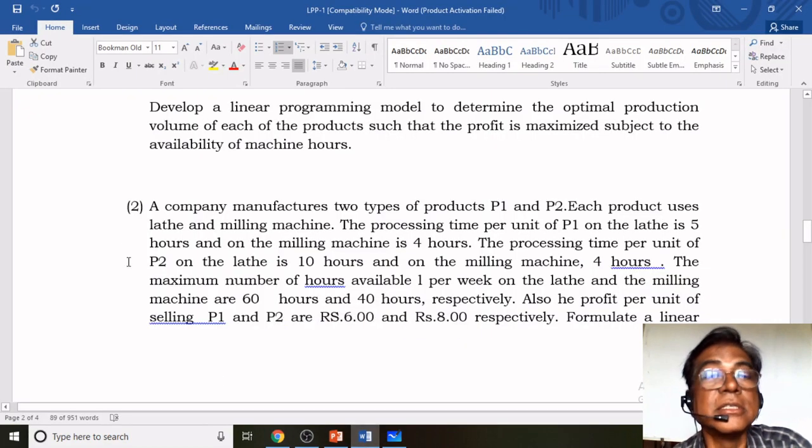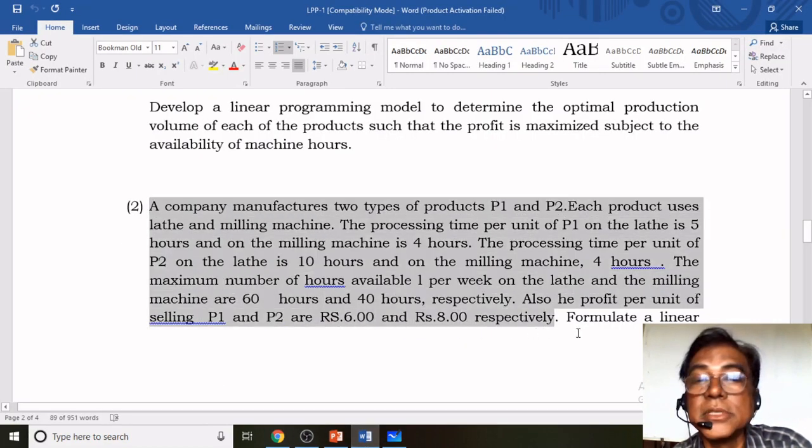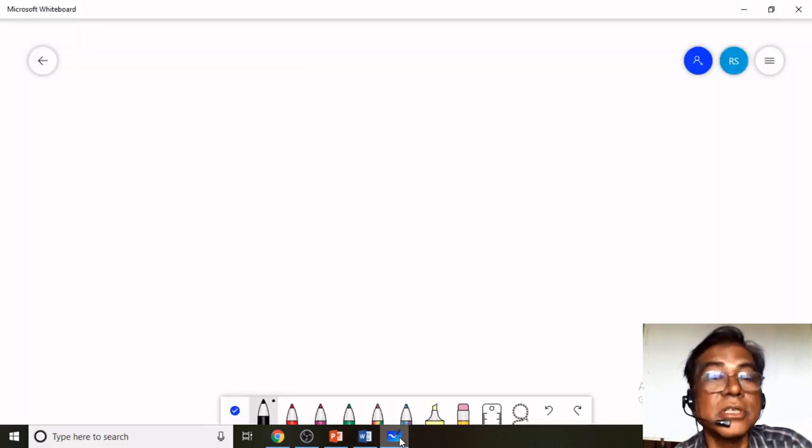Now one more problem. I'm going to formulate another problem. Select this second problem and copy. Come to this point here, come to this A, and paste here.